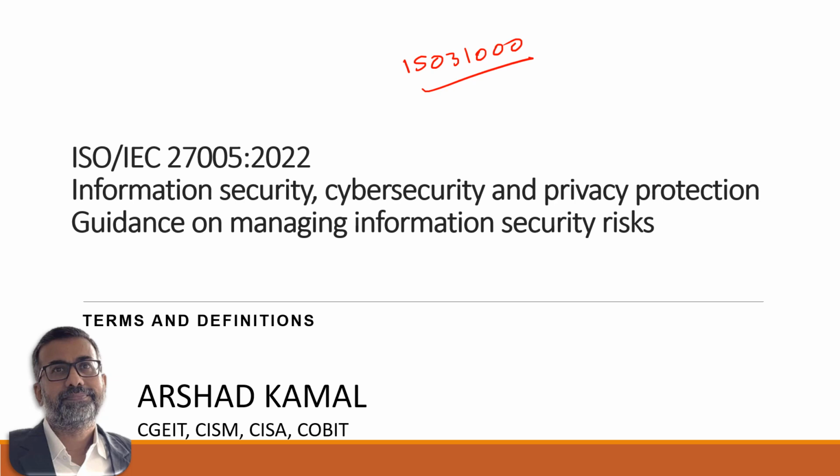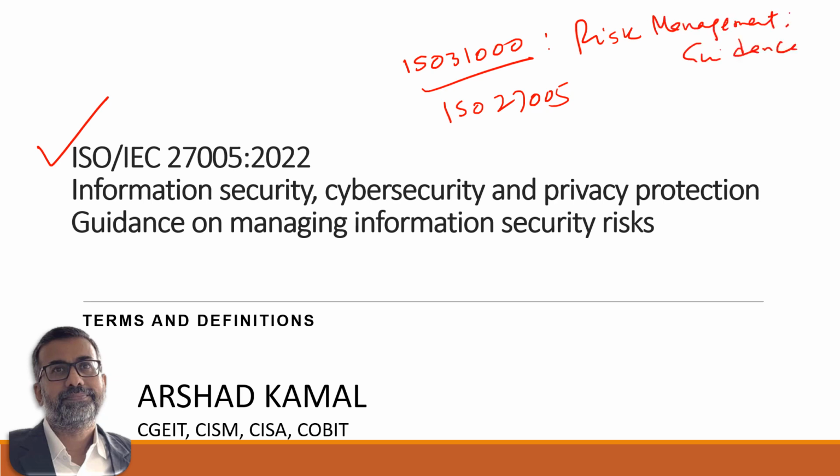Today I'm going to highlight the terms and definitions we normally use in risk management while managing information security risk. There are a lot of terms, and to explain them I am taking reference of ISO 27005. So what is ISO 27005? ISO 31000 was a standard for risk management guidance, and this guidance was applicable to all industries. It is not for any particular industry. It can be applied everywhere, in any size, any organization.